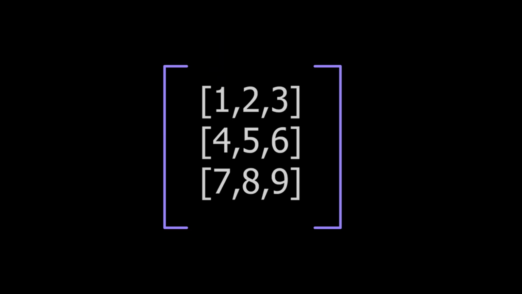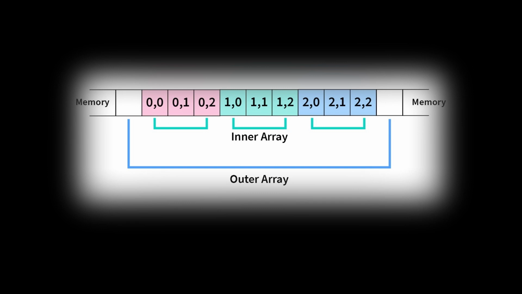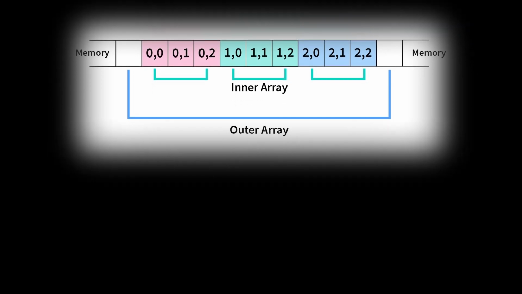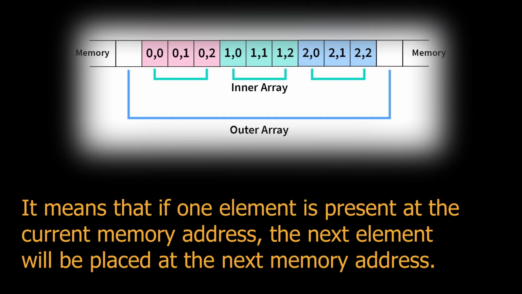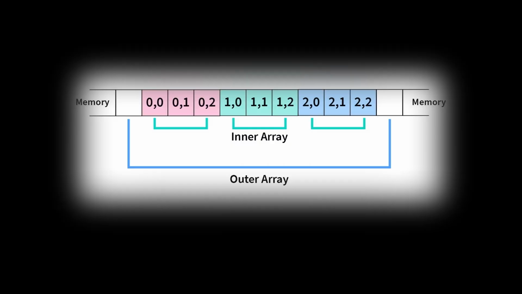We visualize a 2D array in a tabular format, but actually elements are stored linearly in memory. Elements of a 2D array are contiguously placed in memory. If one element is present at the current memory address, the next element will be placed at the next memory address. This type of storage makes arrays randomly accessible. It means that we can access any element of the array independently. This is the representation of a 2D array in memory.